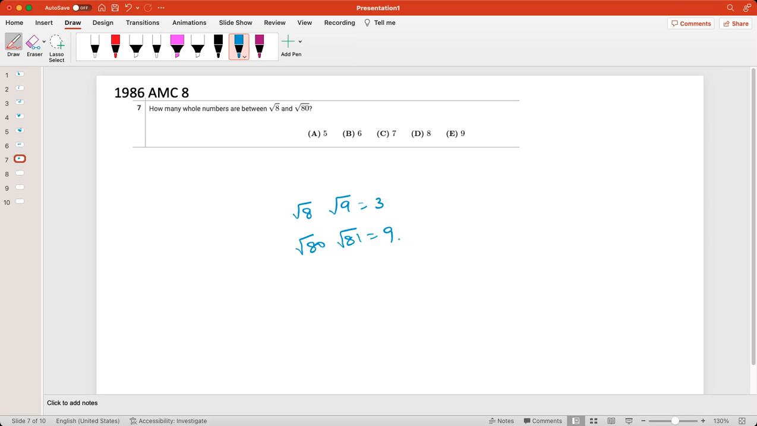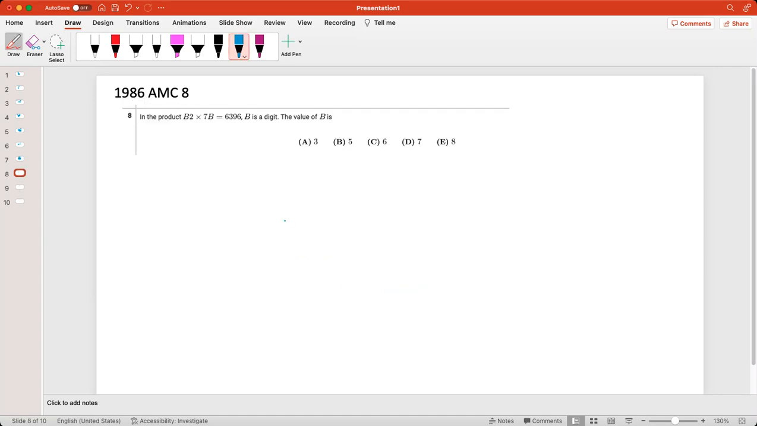But I want the numbers to be existing between root of 8 and root of 80. 9 is greater than 8. So for this 3, I'm going to include this number. But this number 81, this is greater than 80. I want numbers between root of 8 and root of 80, right? So this has to be excluded. Okay, so the numbers I have in my list are 3, 4, 5, 6, 7 and 8, which is 6 numbers. So answer option is B, 6. Going to the next one.